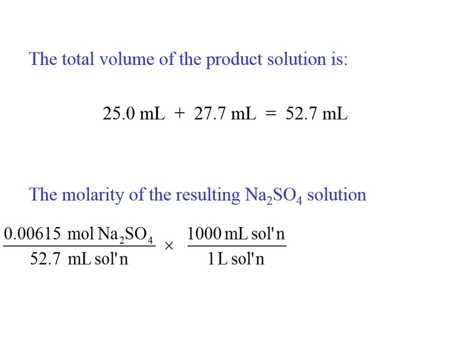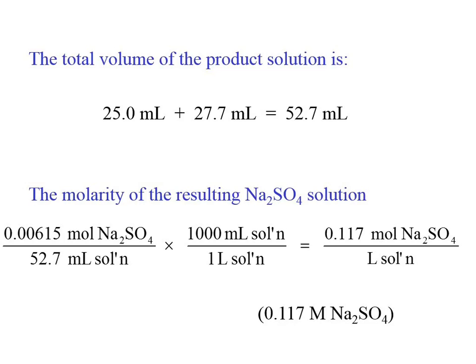Looks like we're allowed 3 significant figures. So I get 0.117 moles Na2SO4 per liter of solution, or 0.117 molar Na2SO4. And that's it.